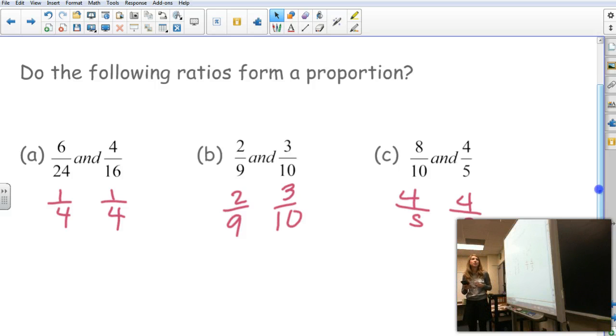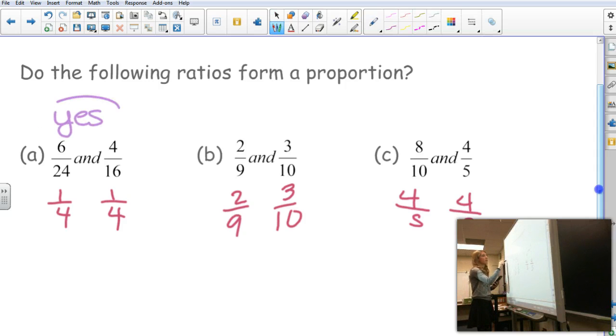Jacob, A, do the following ratios form a proportion? Yes or no? Yes or no for A? Yes. 1/4 equals 1/4. They're equal, therefore they form a proportion. If they're equal, they form a proportion. I don't do the second.